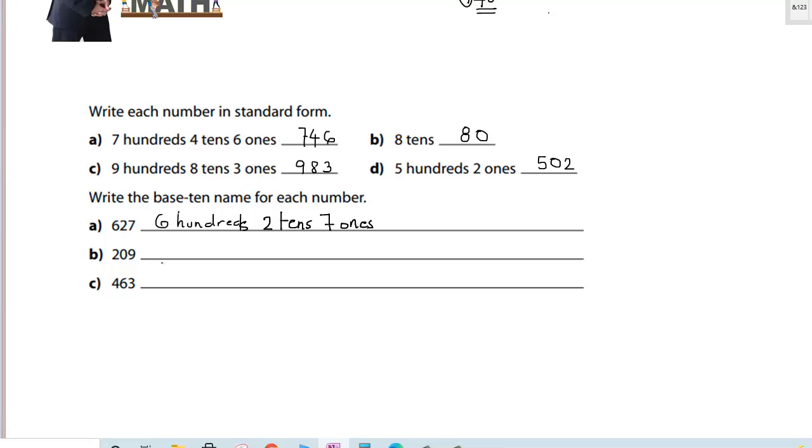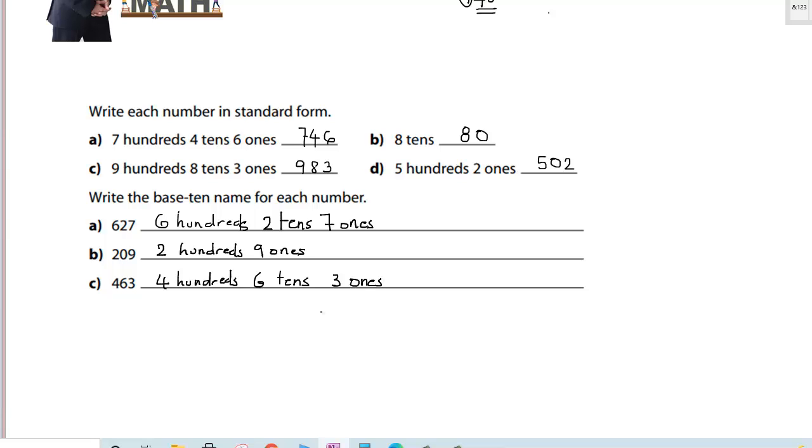The next one, I have what? 209. So if I start from the left, I know this is for the 200s. 0 tens, I can skip it. I don't talk about it. And I go to 9 ones. Instead of saying 0 tens, there is no point to say it, so I can skip it. After that, 463, that means 4 hundreds. The next one, 6 tens. And the next one, 3 ones.